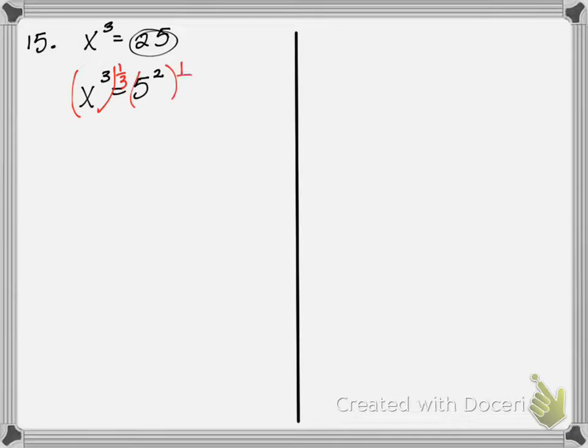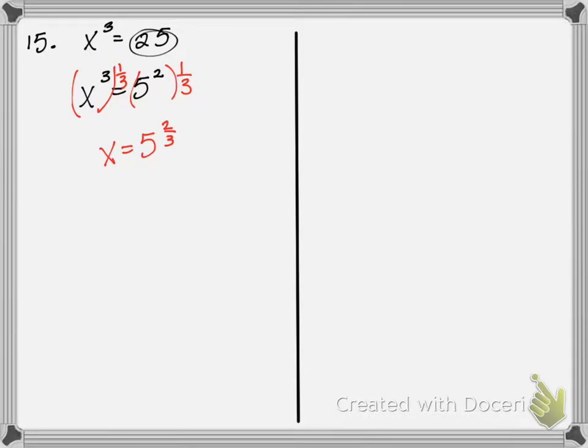Next question is number 15. Solve the following equation for x, and most of you like to convert 25. So I have x cubed equals 5 squared, because 25 is 5 squared. My reciprocal exponent is going to be 1/3. So that means I get x equals 5 to the 2/3.